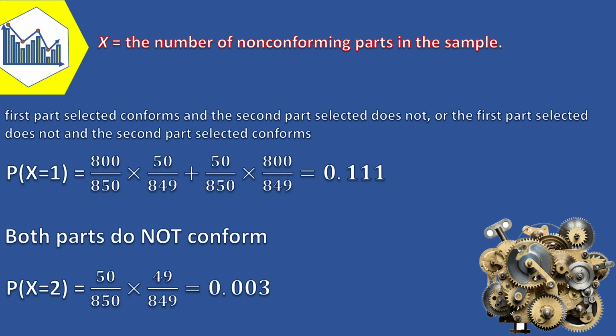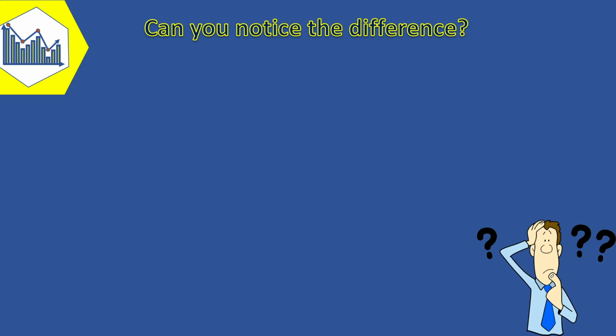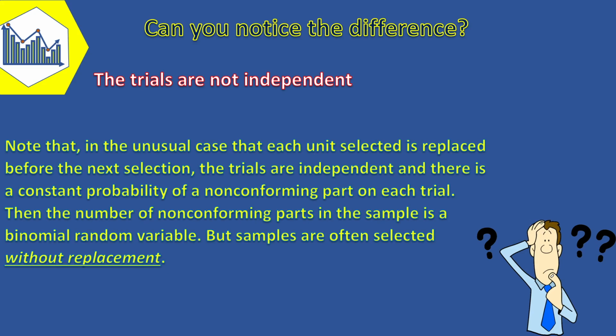This experiment is fundamentally different from the examples based on the binomial distribution. In this experiment, the trials are not independent. Note that in the unusual case that each unit selected is replaced before the next selection, the trials are independent and there is a constant probability of a non-conforming part on each trial. Then the number of non-conforming parts in the sample is a binomial random variable. But the samples are often selected without replacement, although probabilities can be determined by the preceding reasoning.